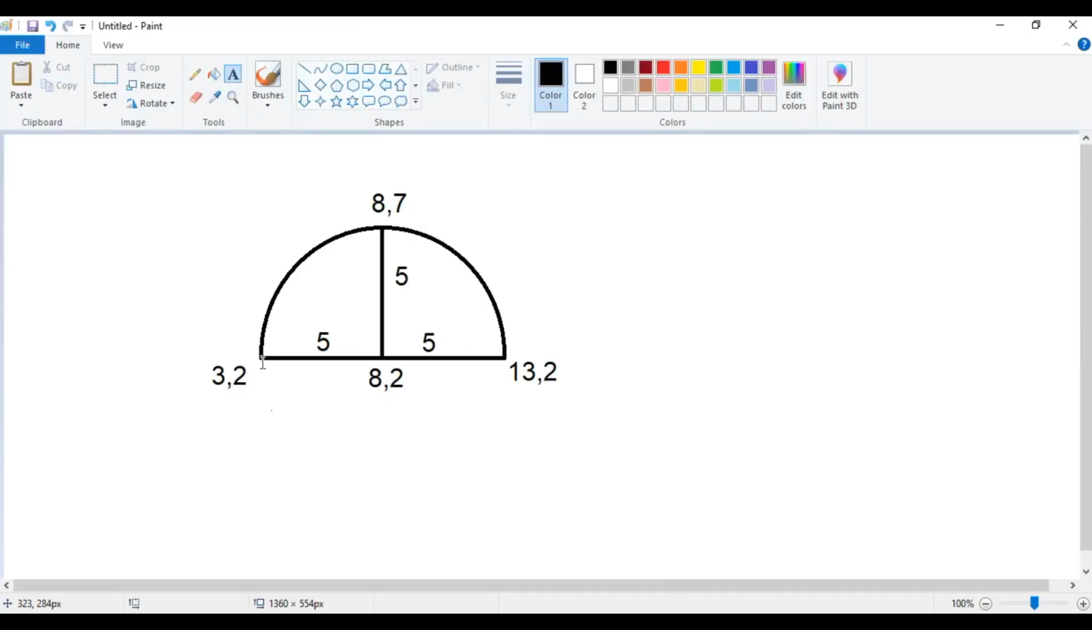As I told you, this is your start point, this is your end point, and this is your center point.